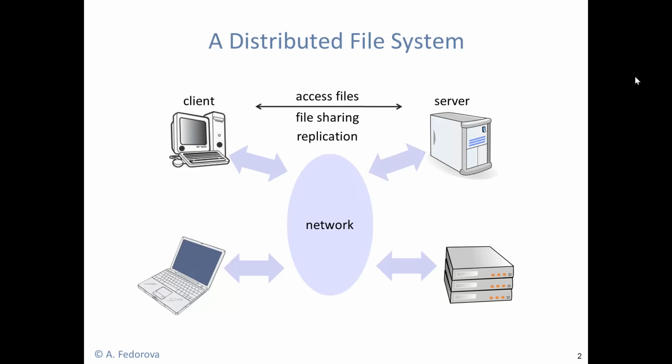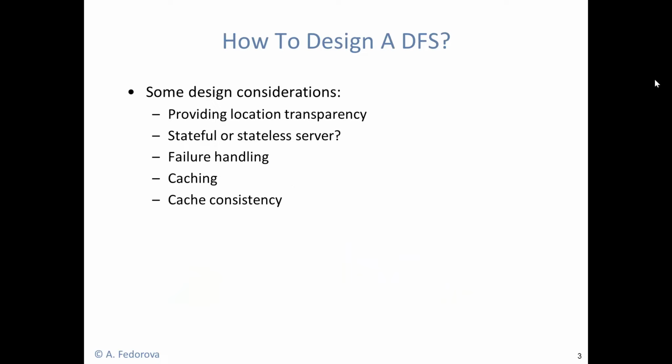There could be multiple servers that provide replication for higher availability, and also the server could have in the background some kind of distributed storage system. Today we're going to mostly be concerned with simple file system design where we have multiple clients and a single server. So how do you go about designing a distributed file system?